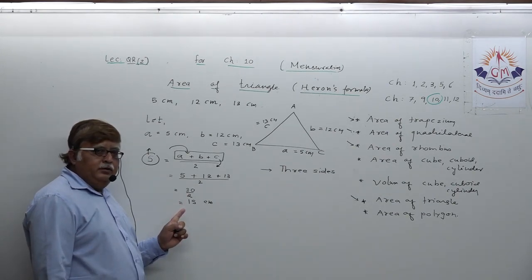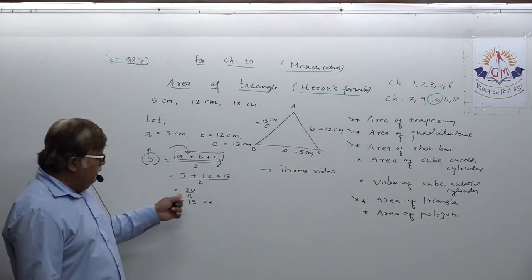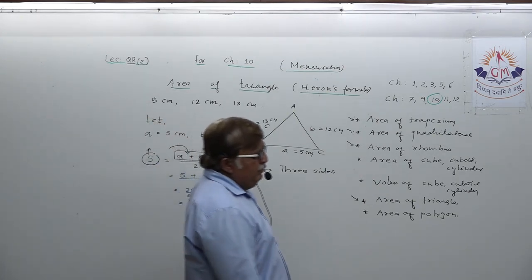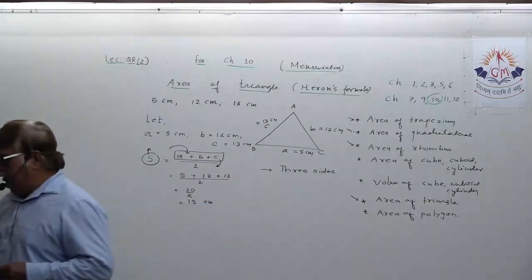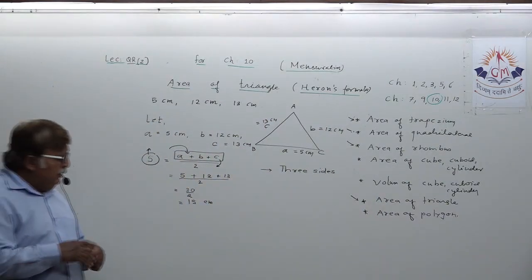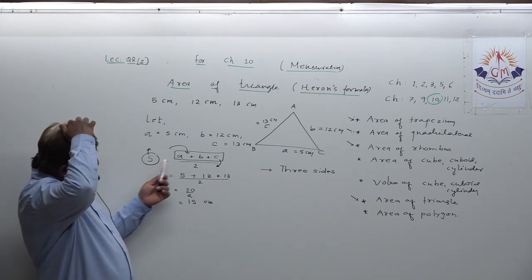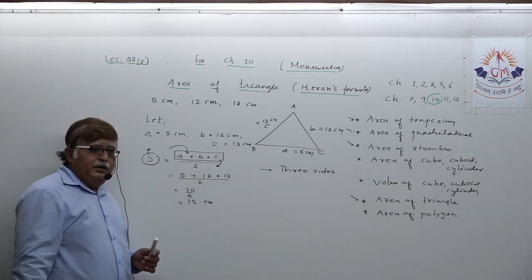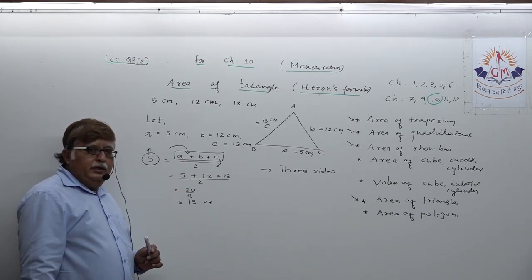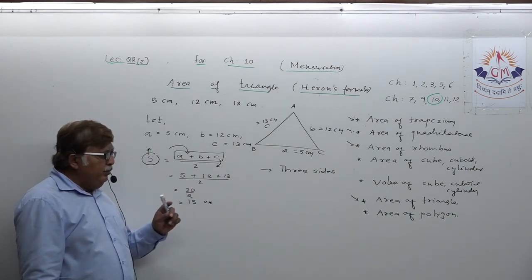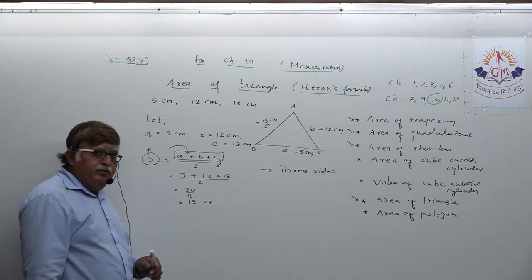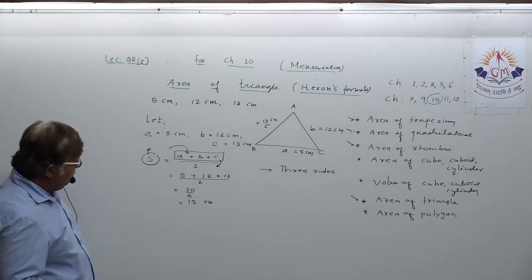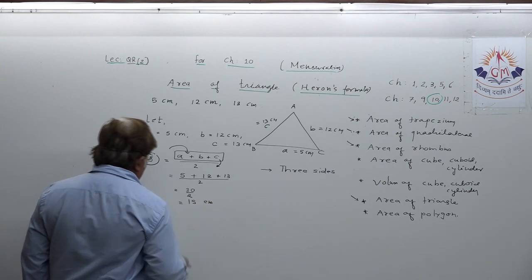After finding the semi-perimeter, first you will have a look at this, because it may happen that in MCQ also I may ask you that somewhere perimeter is directly mentioned and you have to find semi-perimeter. That time also your mindset has to be very, very clear. Okay.